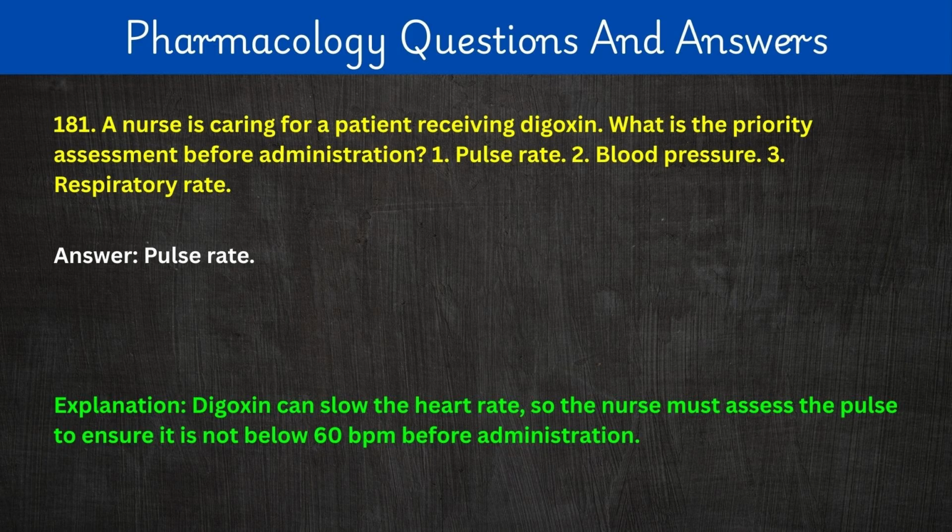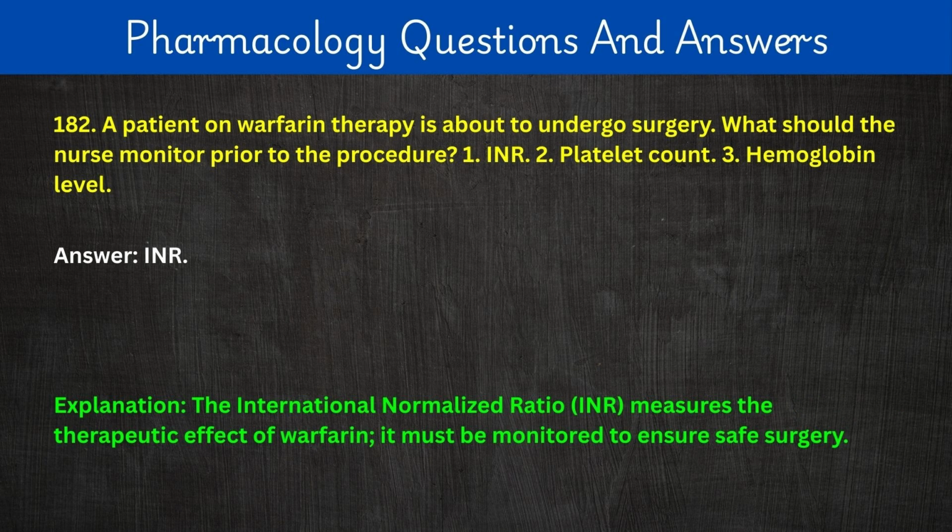181. A nurse is caring for a patient receiving digoxin. What is the priority assessment before administration? 1. Pulse rate. 2. Blood pressure. 3. Respiratory rate. Answer: pulse rate. Explanation: digoxin can slow the heart rate, so the nurse must assess the pulse to ensure it is not below 60 bpm before administration.